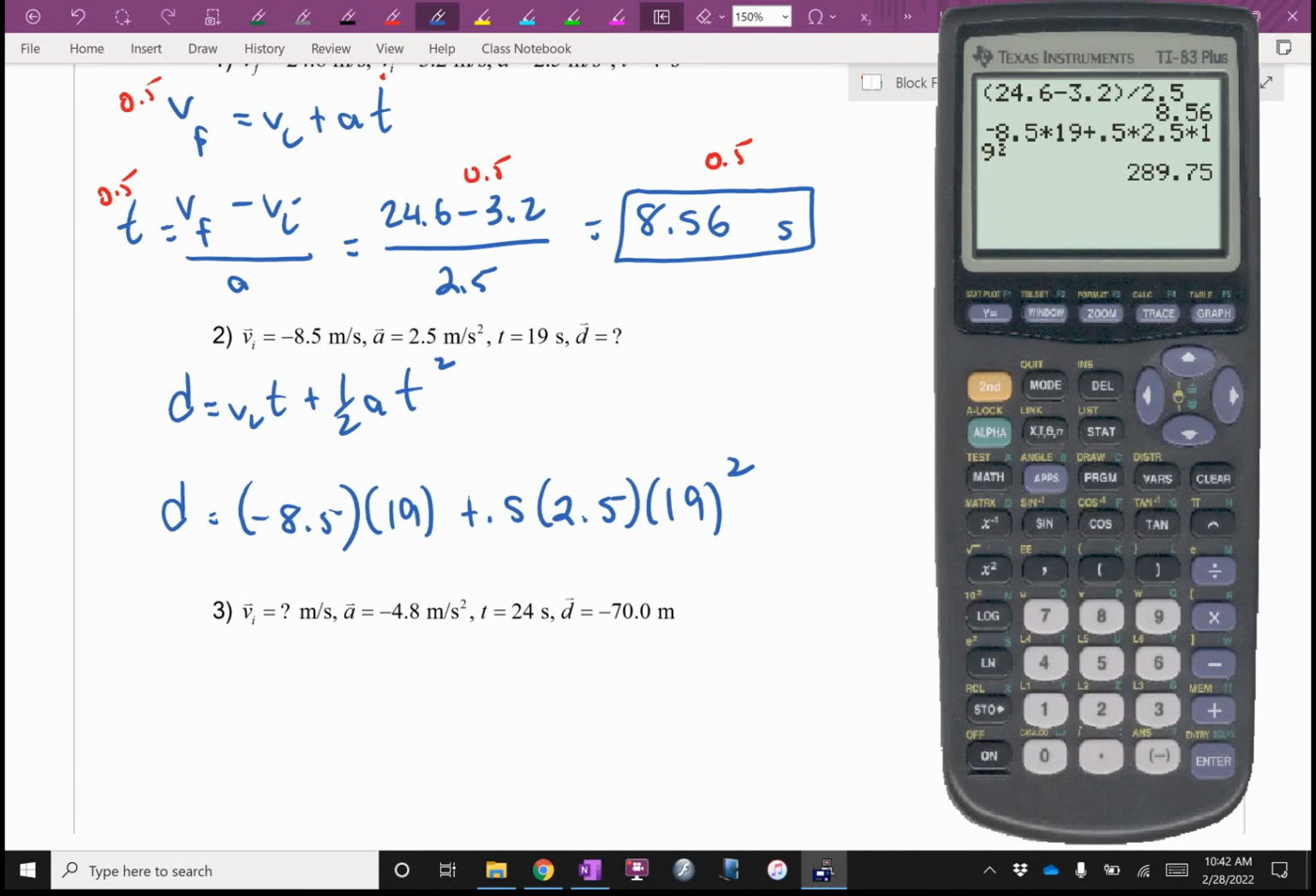If you wrote 289.75, full credit. I tend to go to 3 sig figs. 3 sig figs, I would round to this 9. Is that 9 going to stay a 9 or become a 0?